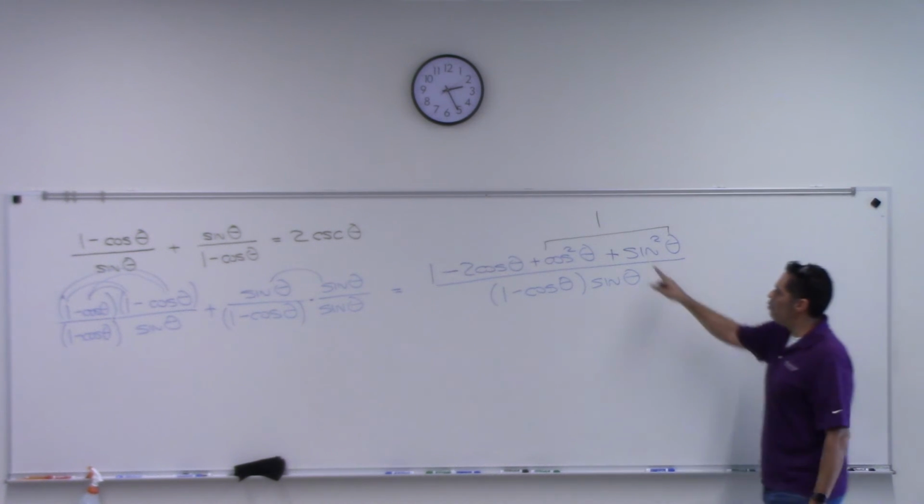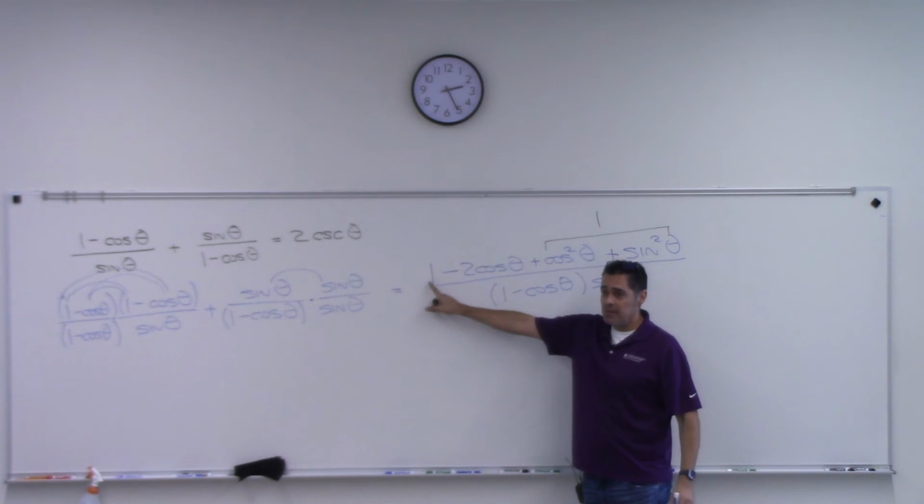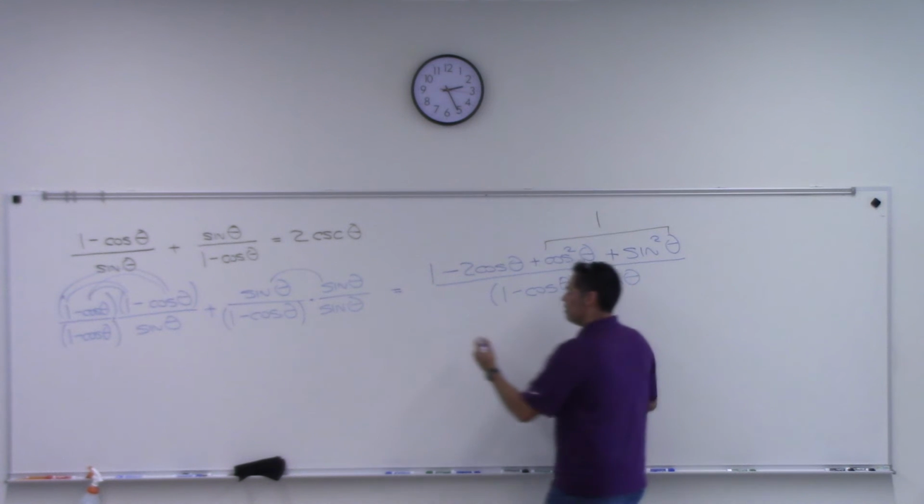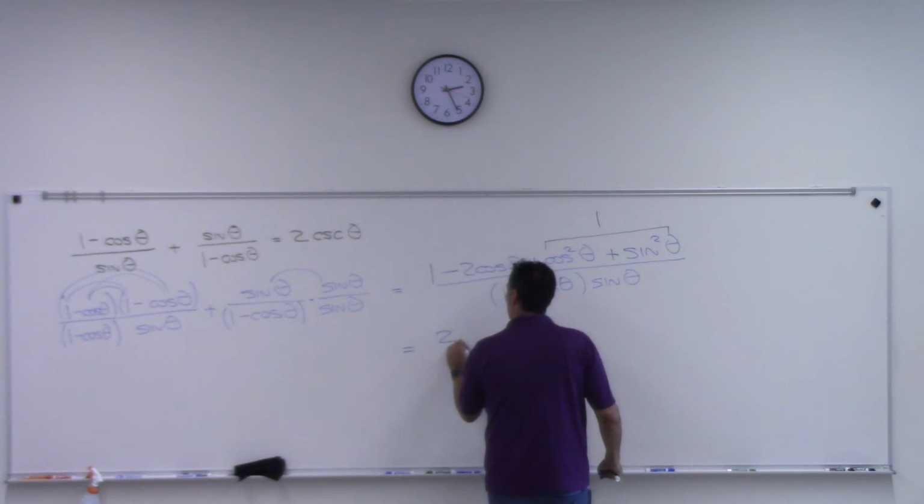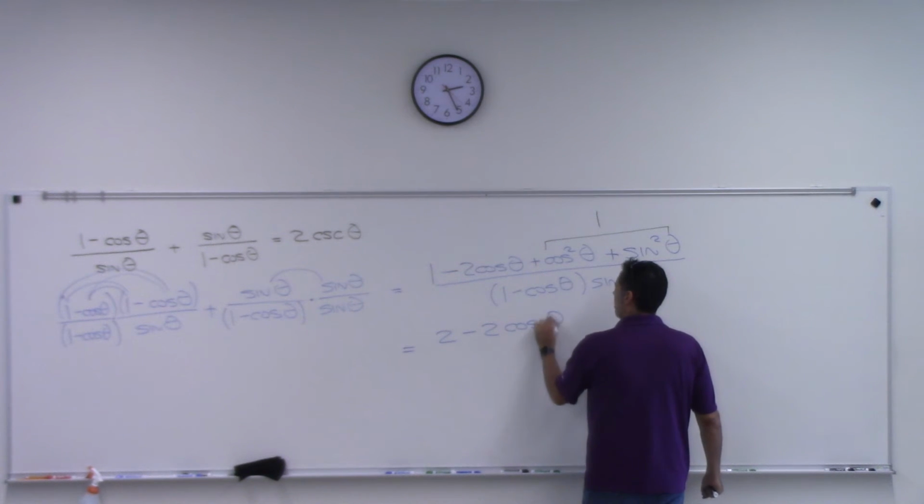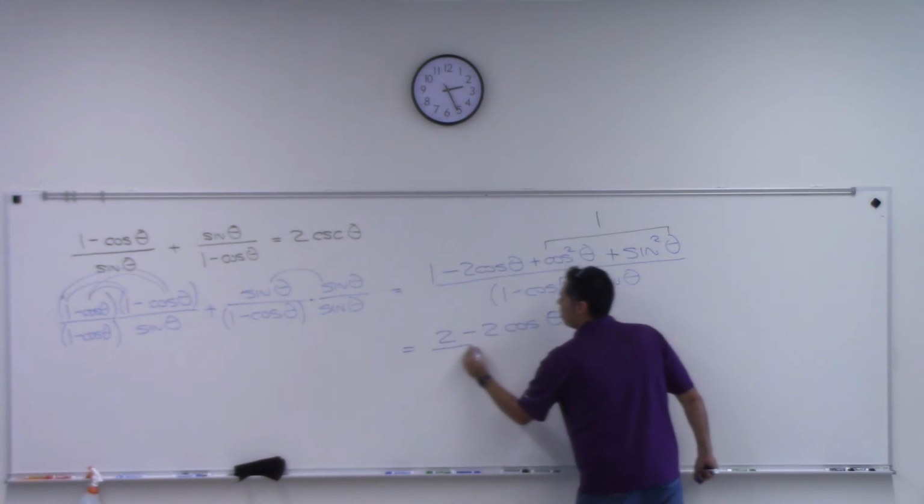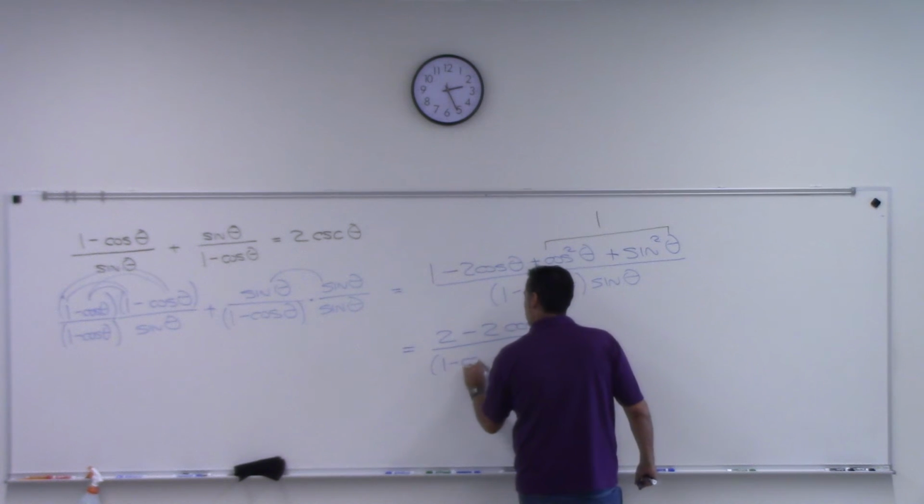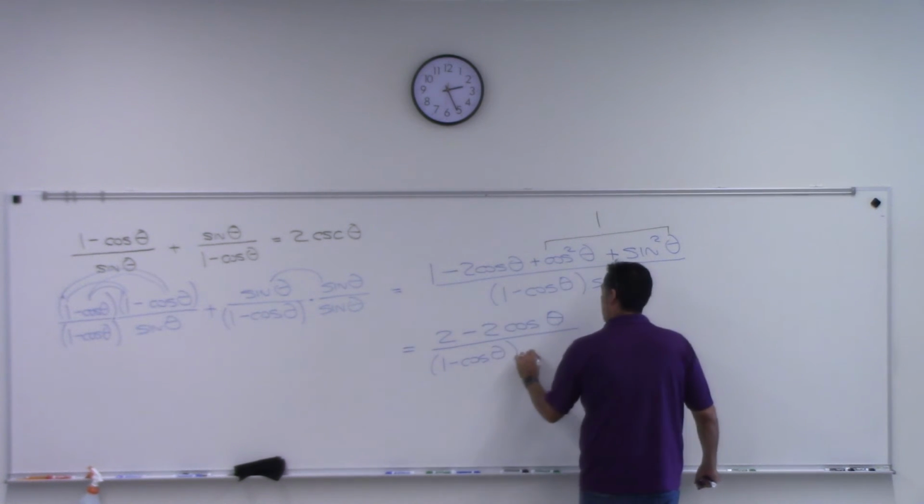All right, so if I have a 1 here and I have a 1 out front, I can put them together, right? Add them, and I have a 2. So now I have 2 minus 2 cosine theta. Is that all I have there? Yeah. All over. And on the bottom I have 1 minus cosine theta, and then times sine theta.